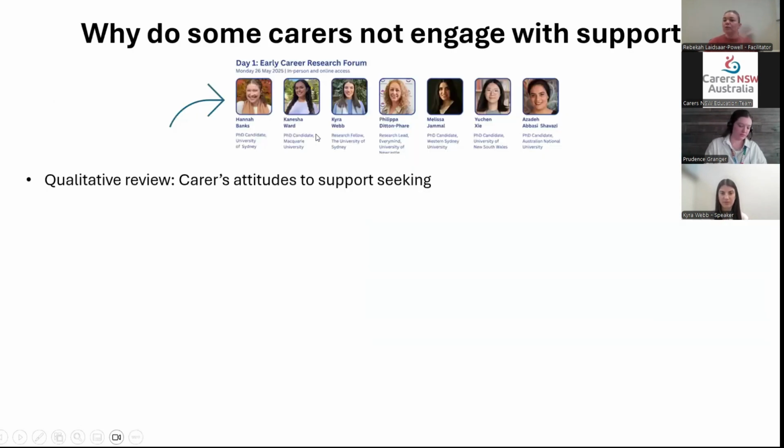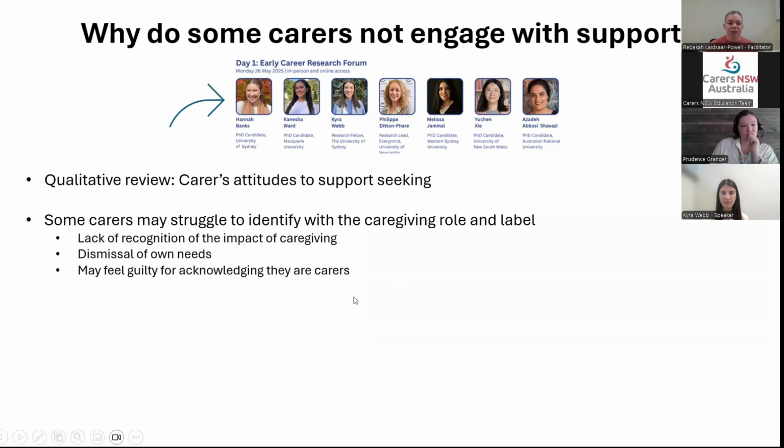As I said, Hannah presented yesterday on why some carers do not engage with support. Hannah's done a really great qualitative review of this concept, and what she's found is that some carers really struggle to identify with the caregiving role. We heard that from a lot of different presentations yesterday. Some people might not recognize that they are carers, or not recognize the impact of caring, might be dismissing their own needs, or might feel guilty for acknowledging that they're a carer.